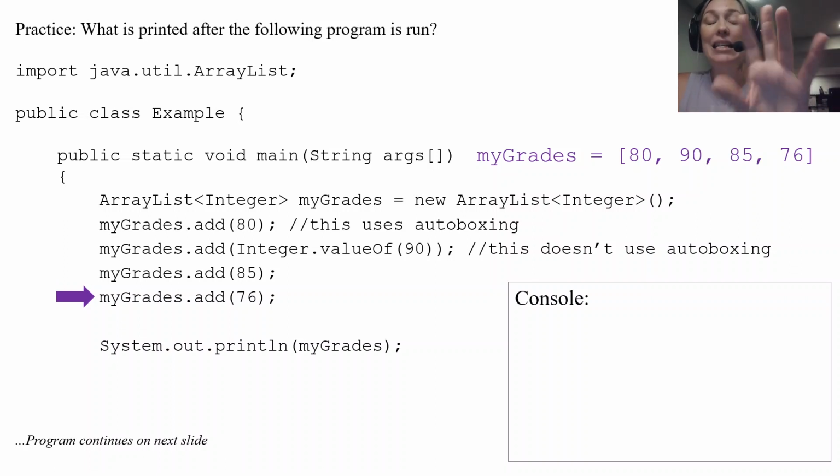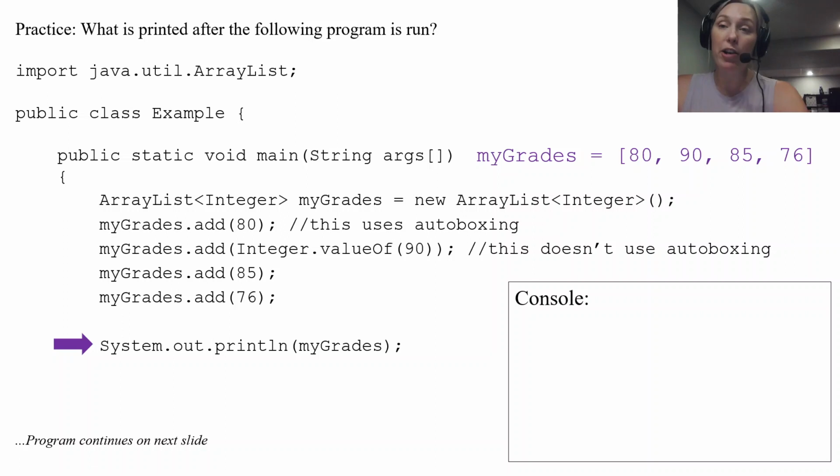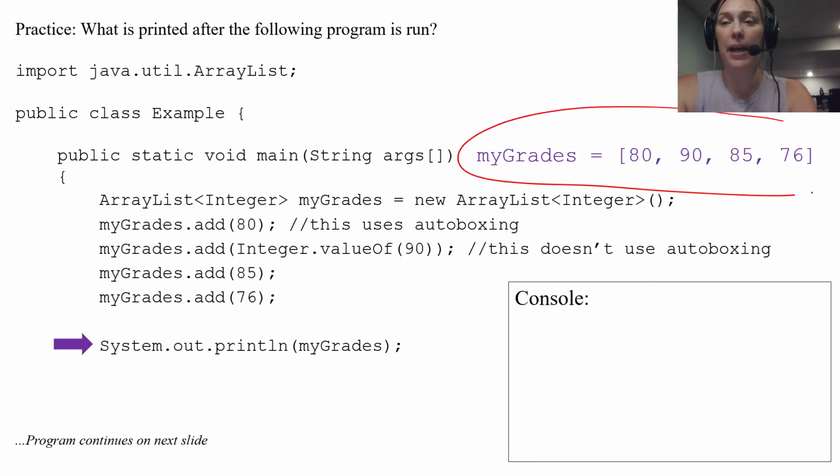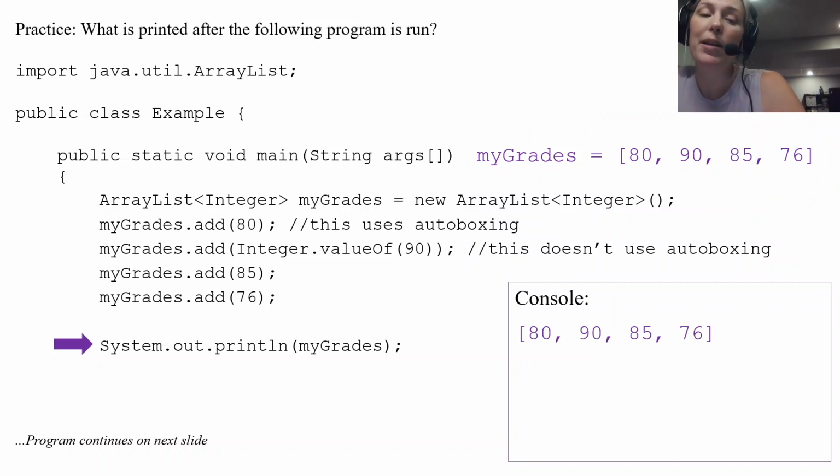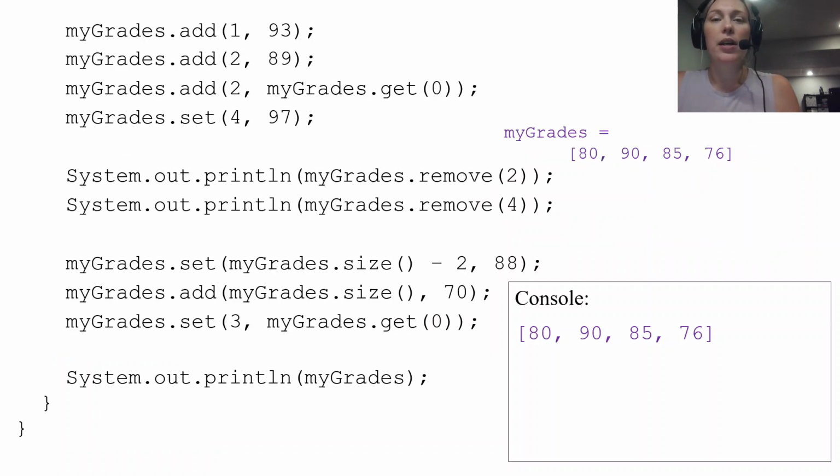All of these adds had just one parameter, which meant it just added that to the end of my grades. So by the end, when we print off my grades, we see my grades is just the 80, 90, 85, 76. So that would be what is printed off. Okay, program continues. Now let's get into some interesting things.